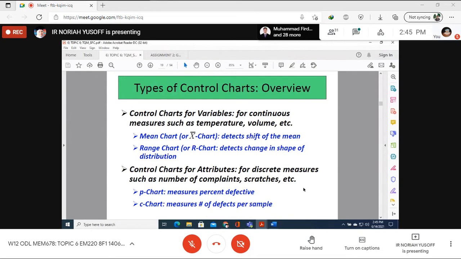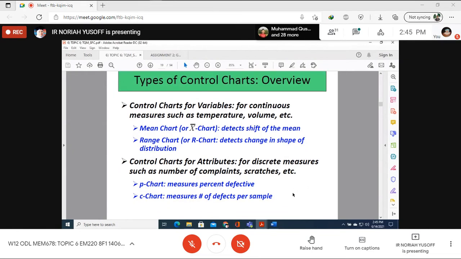So control charts for attribute or discrete measures such as number of complaints, number of scratches ataupun number of defectives. So defect and defectives. If you look carefully here, P chart dia kata measures percent defective. Defective ni usually referring to the one particular product atau one particular sample yang have many defects inside it. Katalah you are evaluating one part, nama dia the iron rod, besi. So this iron rod must be in terms of finishing dia mesti nicely polished, no scratches for example, no dented, and the size dia must be exactly 10 mm for example.